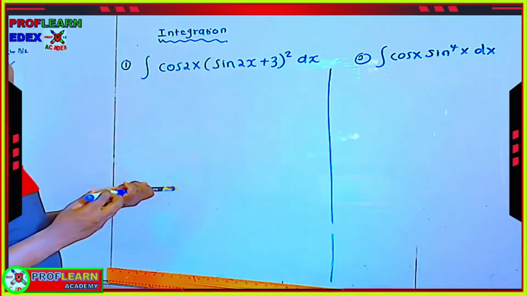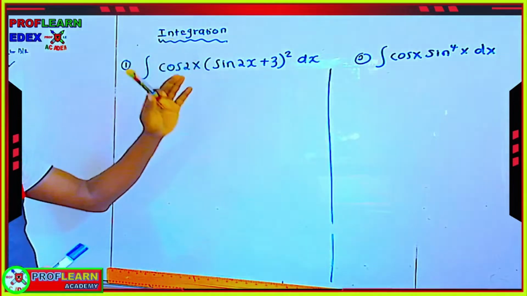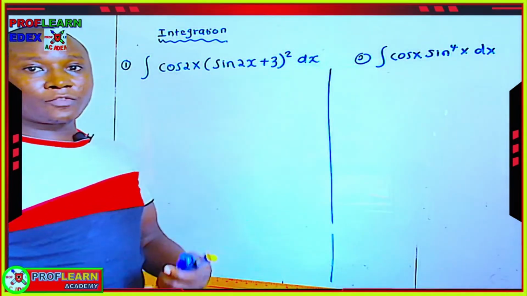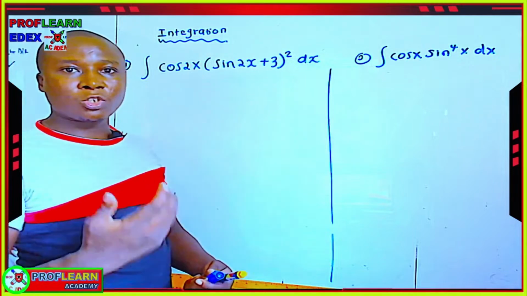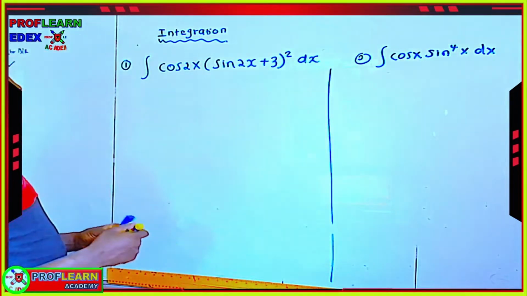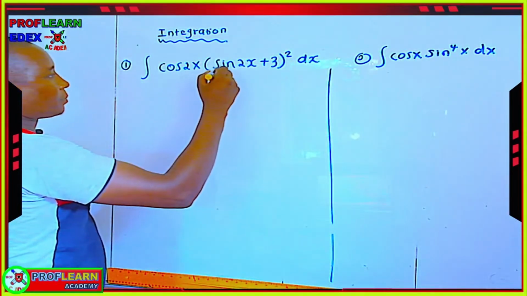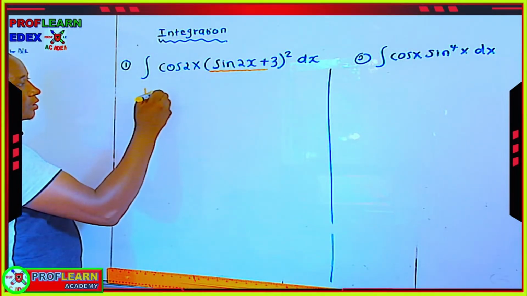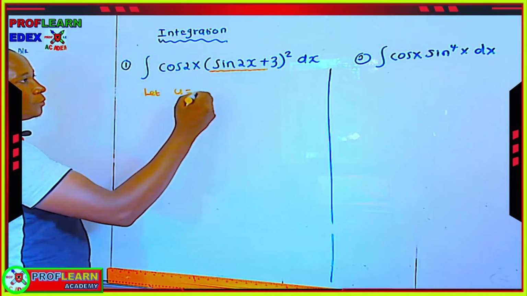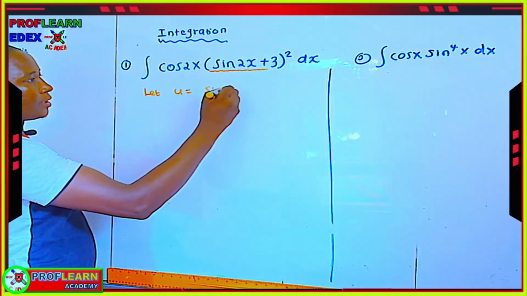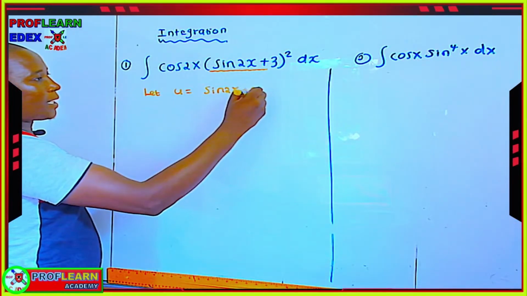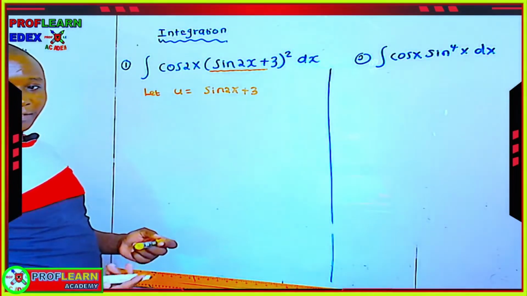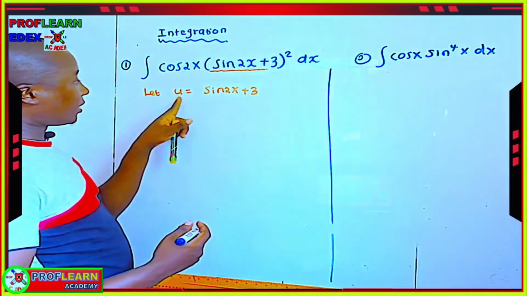Okay, in order to work out this question, we are going to learn how to integrate these two expressions that we have here. You can see they involve what we call trigonometric functions. We shall start by saying this part that we have here, we can relate to u. So we can say, let u be equal to sine 2x plus 3.